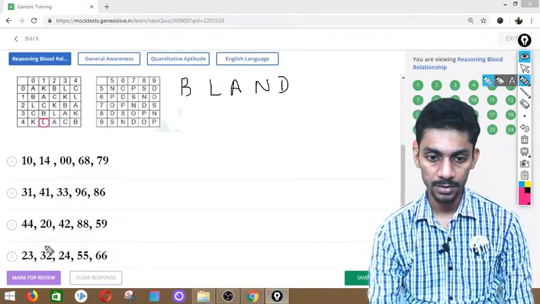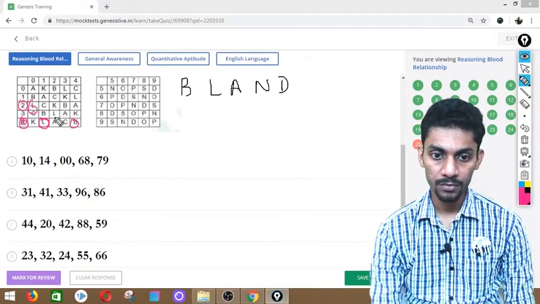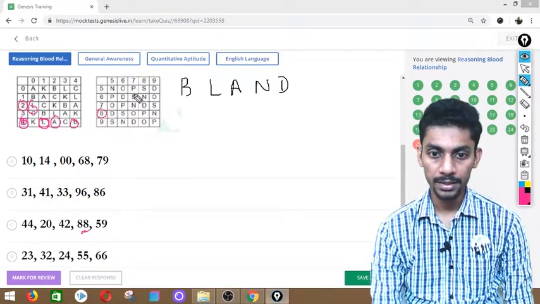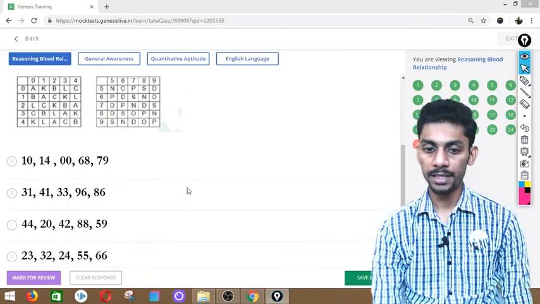Next check this one. 44, 4 and 4 is B, that is correct. 20, 2 and 0, that is L, that is also correct. 42, 4 and 2 is A, even that is correct. N, 88 88, no. So the answer is option D.